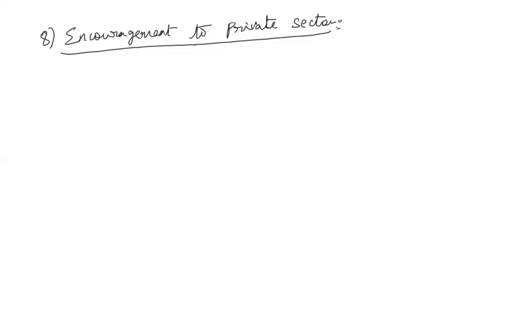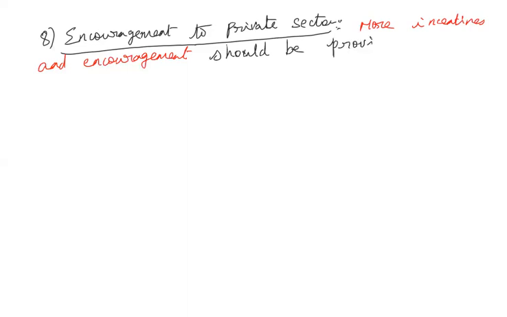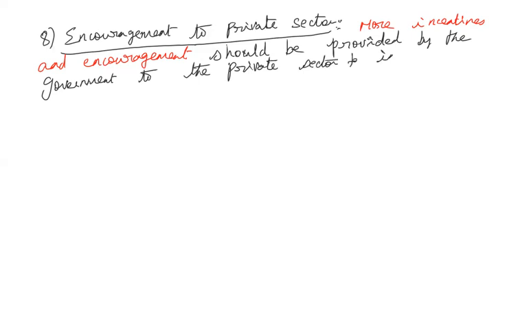So what the government has to do: more incentives and encouragement, in the form of subsidized loan credit facilities, in the form of providing tax concessions or tax holidays to the private sector. So they will also come forward to develop their own sector and contribute to the industrial production of the country. So more incentives should be provided to the private sector by the government to increase their role in the country's industrial development.